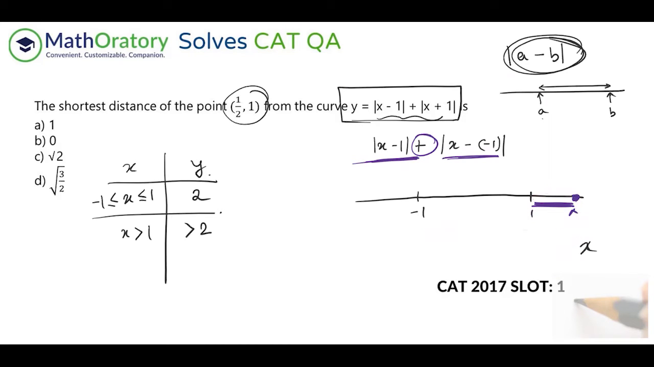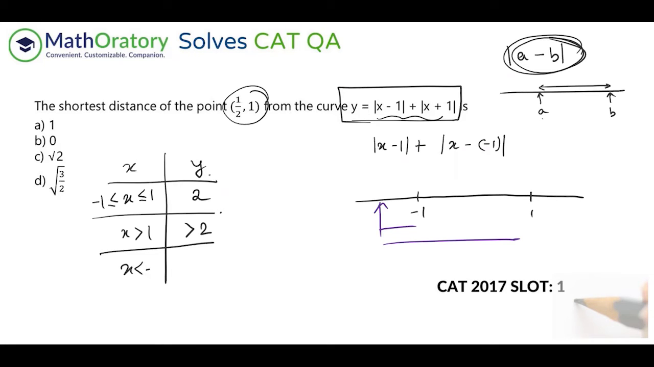You can do the same analysis on the left hand side of -1. I'm not showing this in detail in this video, but you can do the same analysis. If you put it here, I'm showing this a bit quickly, you'll again see that the distance is greater. I mean, the sum of the distances is greater than 2, right? So effectively, we can also say that if x is less than -1, on the left side of -1, then the y value is again greater than 2, right? The sum of the distances is more than 2.